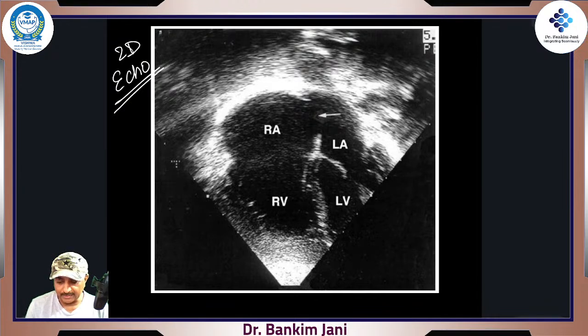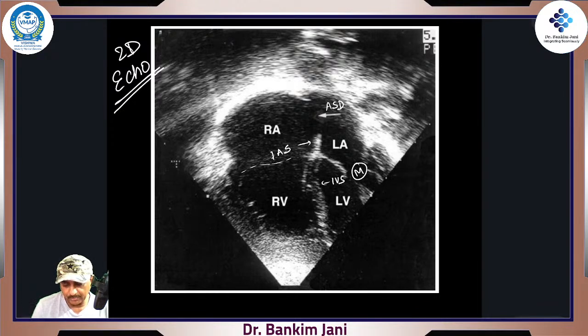So over here it is clearly shown that we have got this one. This one is ASD, right? This one is atrial septal defect. This is the atrial septal defect. This is our interatrial septum, right? This is our interventricular septum, right? This is left atrium, left ventricle, so this is our mitral wall, right?